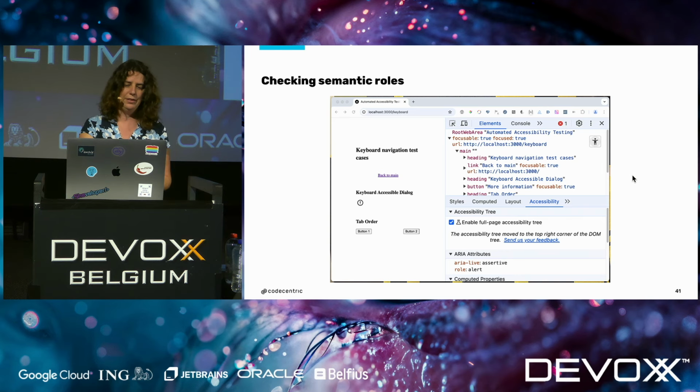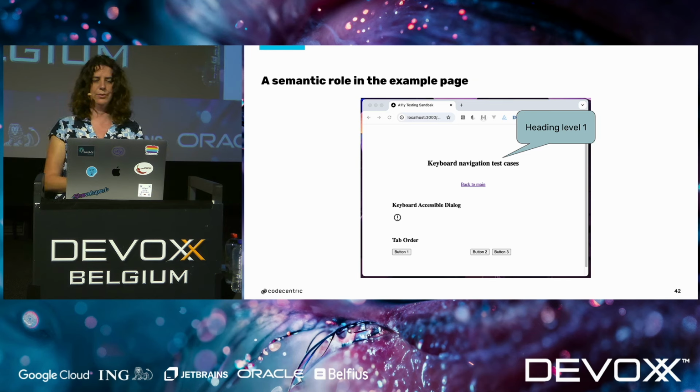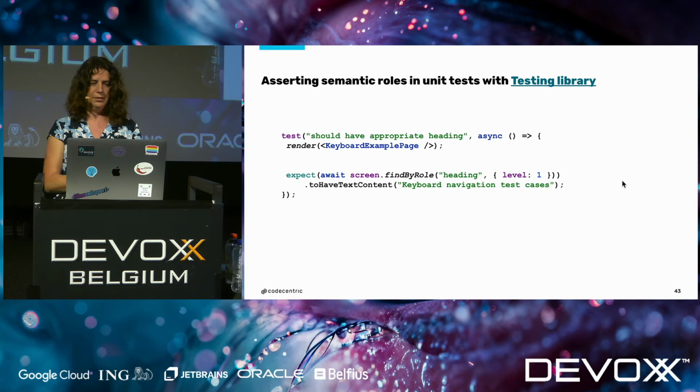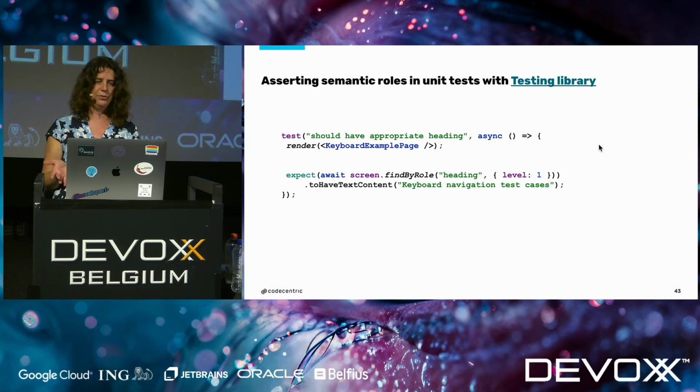So how can we test this now? I again want to write a really simple test for that this thing here is a heading of level 1. I will start on the unit test level. And this is the test. I use Testing Library for that, because Testing Library works with the principle that things should be selected by their role or by their semantics.